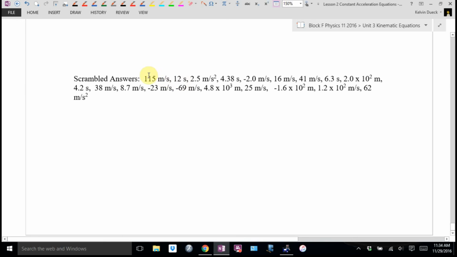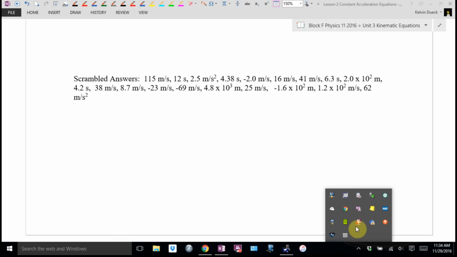So the answer to number 1 is not 115 meters per second, but somewhere along the way, one of your answers will be 115 meters per second. You got about 10 minutes left. Use this to get a head start, kiddo.